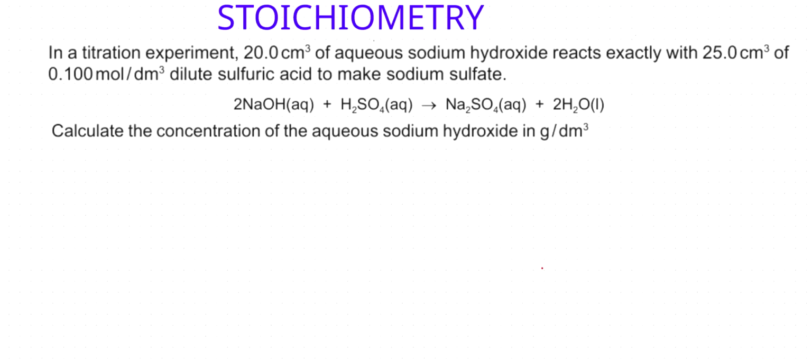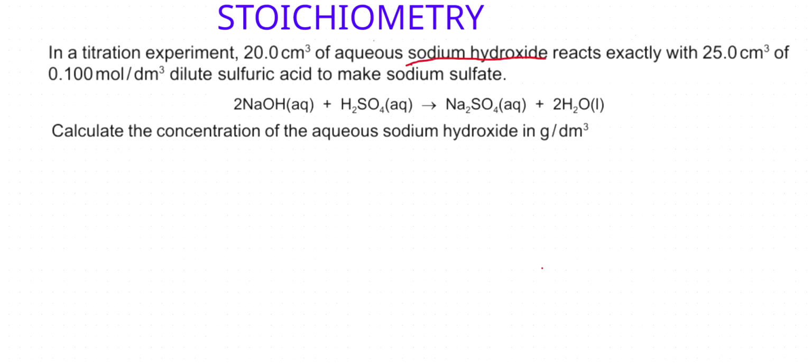So for stoichiometry, you'll be comparing two things. Either you compare two reactants, or a product with a reactant, or two products. Whatever case it is, it will be indicated in the question that you have. So in this question here, we are given information on sodium hydroxide. So that means that we're comparing sodium hydroxide and dilute sulfuric acid.